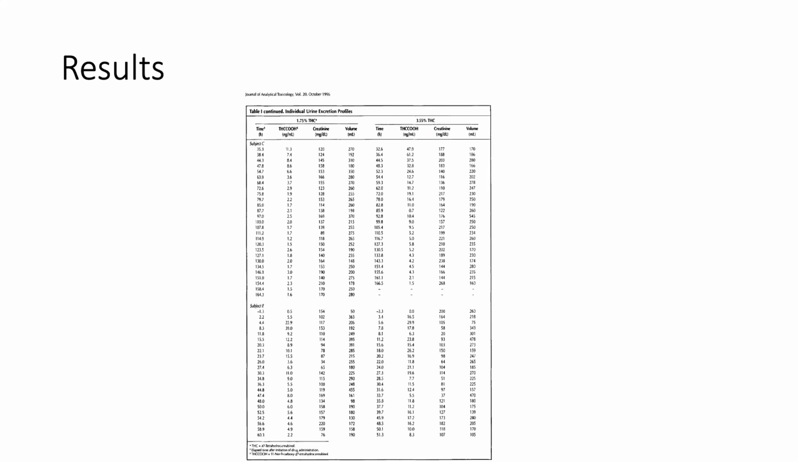This is what the data looked like. So Maryland Eustace published every single data point in this study. There are 6 pages, just like this one, in which the time, the concentrations of carboxy-THC and creatinine were recorded, and the volume of urine collected in each subject during each of the 2 weeks. Alas, there was no Excel file for this, and I had to go through and hand enter all of these data.